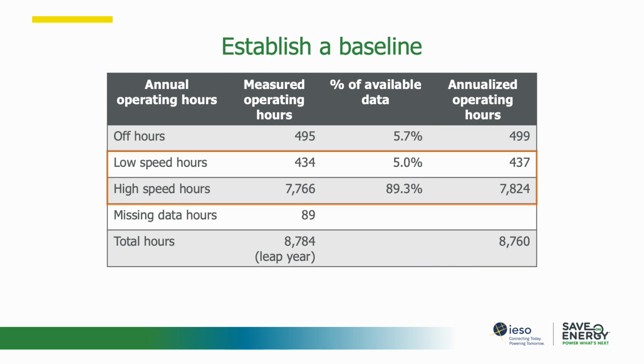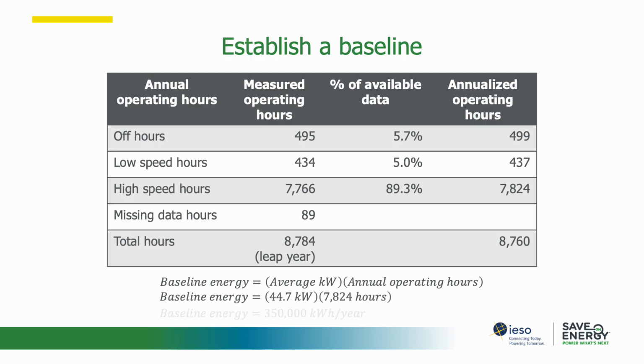In this case, 2-speed motors are used to drive the fan. The low-speed setting is only used when the dryer is warming up. It's ignored in this analysis as these savings are expected to be negligible. Having assessed what data are available, we can then calculate the annual baseline energy consumption. The project baseline is the sum of fan power multiplied by the annual operating hours.